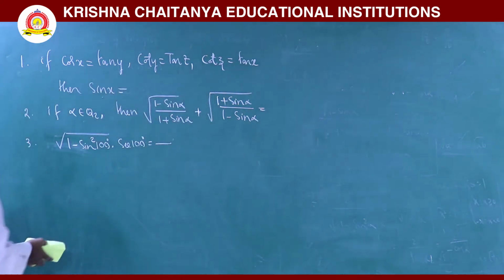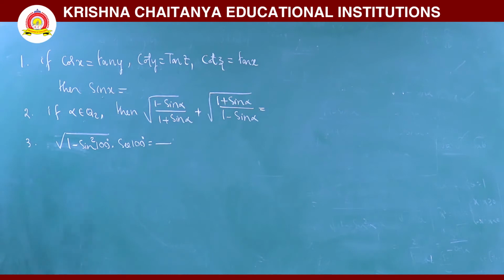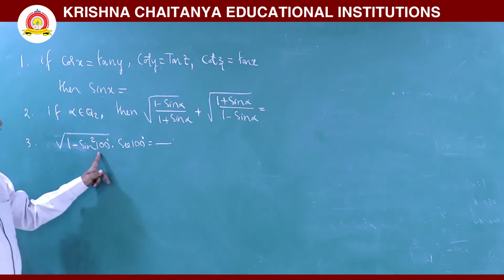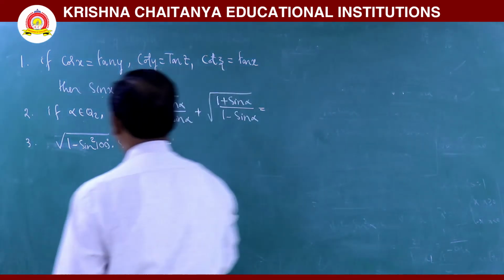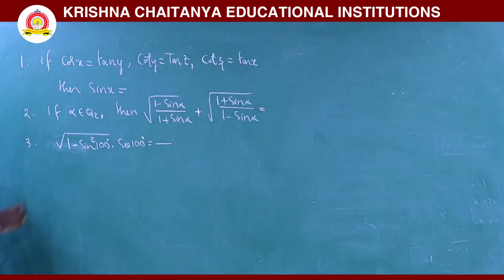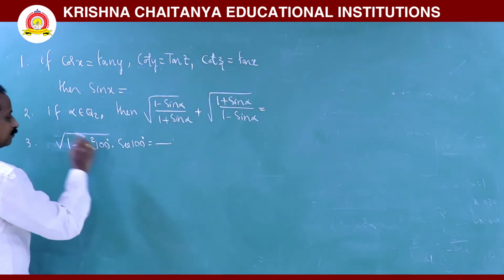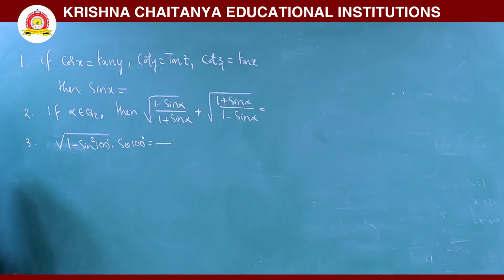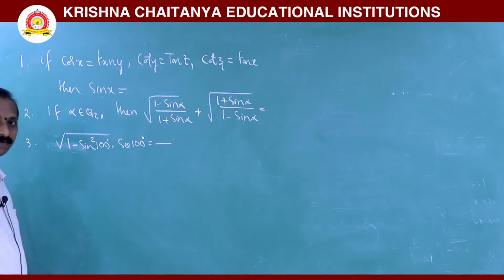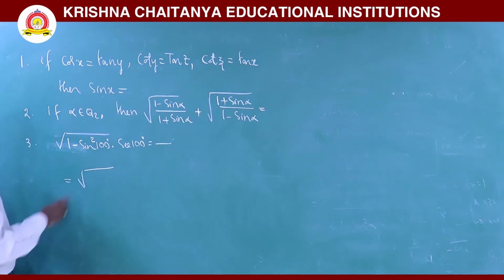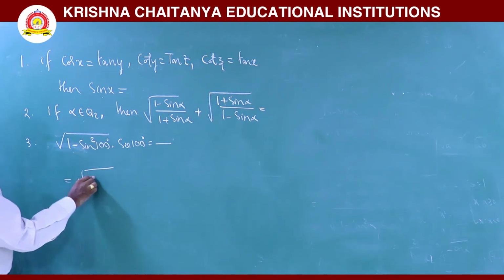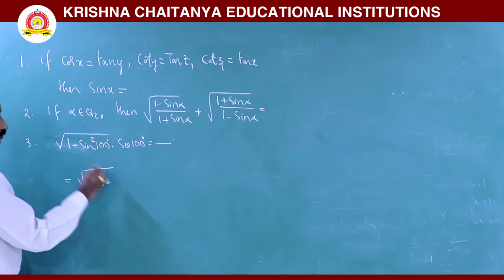Question number 3. What is the third question? Root of 1 minus sin square 100 into secant 100. It is in the form of 1 minus sin square theta. From the identity, 1 minus sin square theta is nothing but cos square theta. So we can write the square root of 1 minus sin square theta as root of cos square theta.